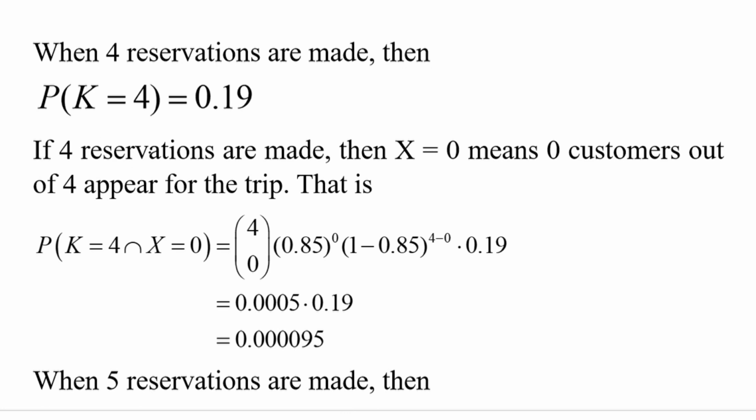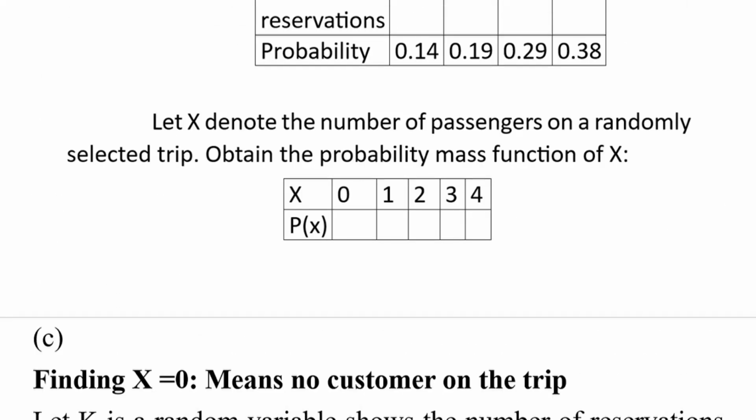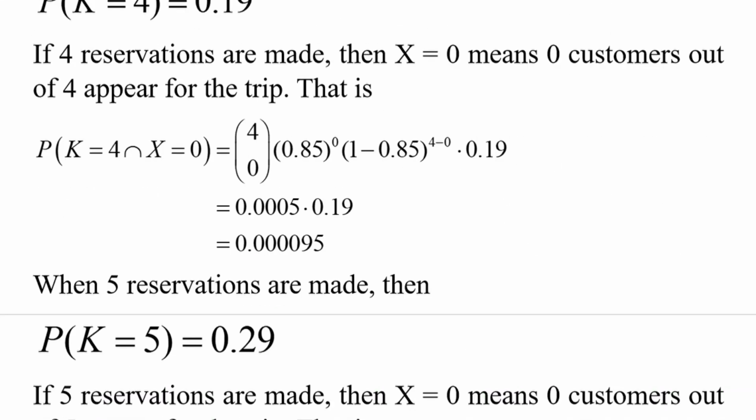the probability of k is equal to 4 is 0.19, as given in the question. In that case, x is equal to 0 means 0 customers out of 4 appear for the trip. So for the required probability, the number of trials for the binomial distribution becomes n is equal to 4. The probability of success remains the same, and k is equal to 4 is 0.19. So this probability becomes 0.000095.